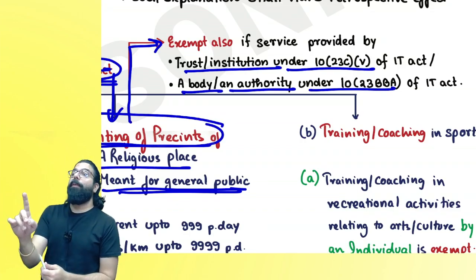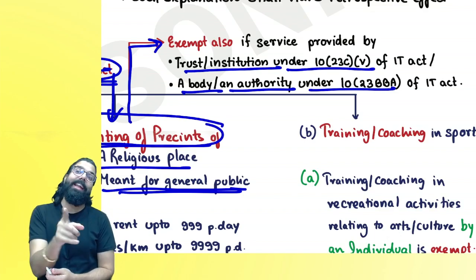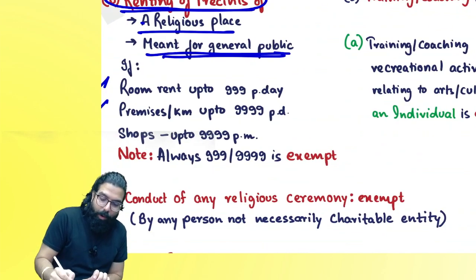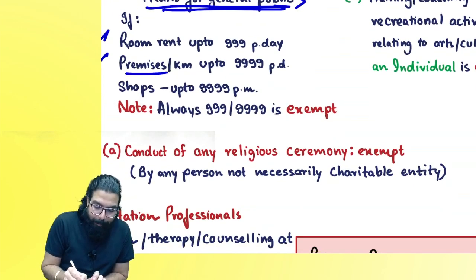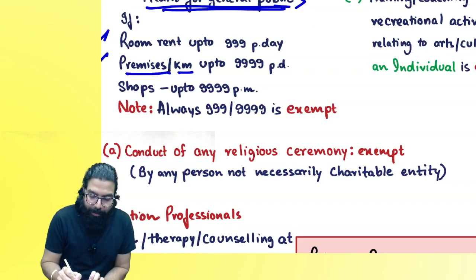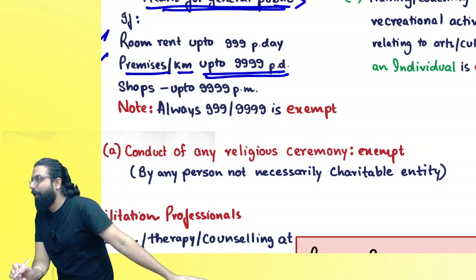Everyone, per day, they went ahead and told, we'll charge 10,000 rupees. He told, I'll put 1 rupee in the hundi. 9999 will be exempt. Are we clear, everyone? So first of all, if a temple, basically a religious place meant for the general public, gives premises, a Kalyan Mandapam, up to 9999 per day, then they will not charge any GST.